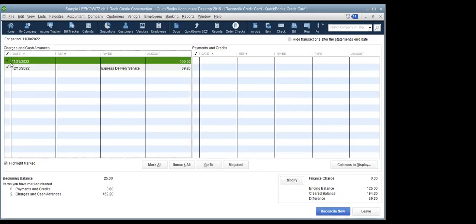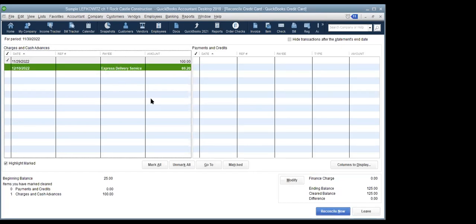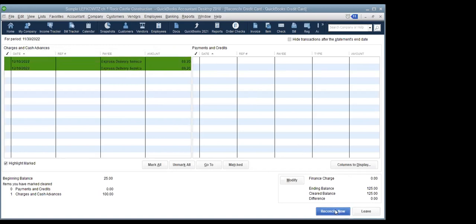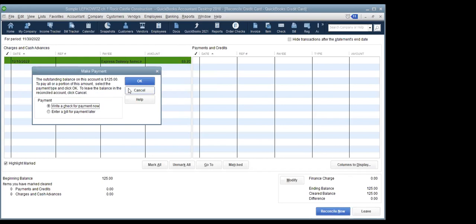So this $100 was a purchase that I had, and it was missing. So that's the reason I need to adjust. So I wrote $100. Now I'm matching: ending balance and cleared balance is $125. I reconcile now. Okay, so then it's asking us, what do you want to do with this credit card? Write a check now or enter a bill for payment later. If you would say cancel, it's the same thing. It's basically doing a bill for payment later.